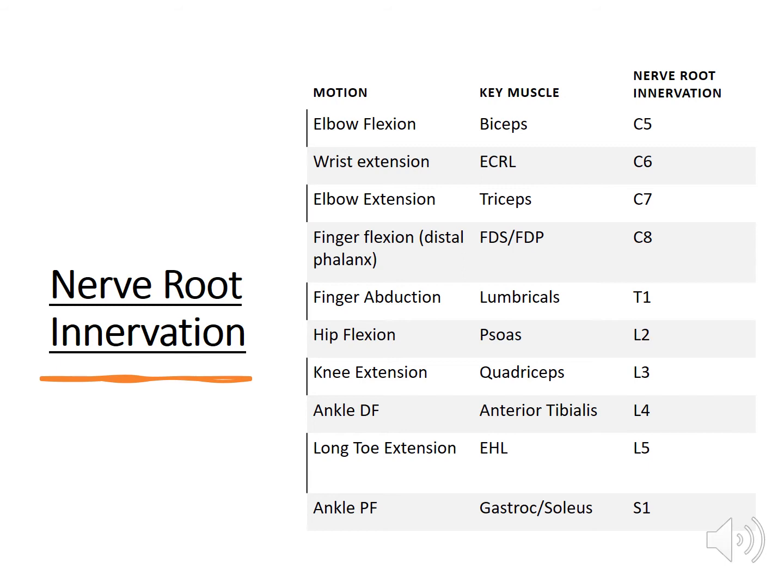Versus if I ask you the same question, my patient has an L2 spinal cord injury. What is my patient able to do at this level? So you would be able to tell me that the psoas is functioning at this level, therefore my patient may be able to perform some hip flexion. So you have to know this in order to know what your spinal cord injury patient has control of.